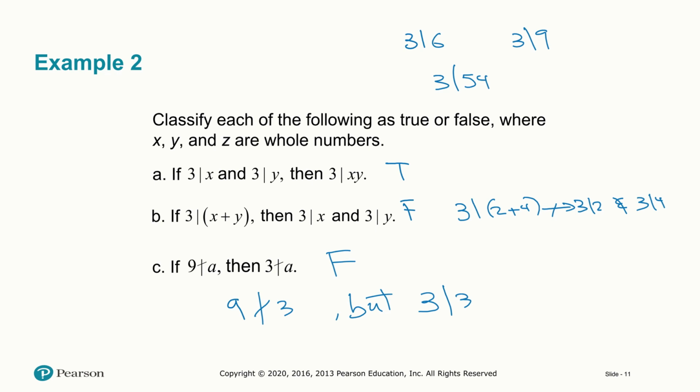Actually, before we do, let me ask you: would this last one have worked if it were the other way? What if I add a part D and say if 3 does not go into A, then 9 does not go into A? If you think about it a little bit, you realize that is in fact true. If 3 doesn't go into a number, 9 will definitely not go into the number. So it works this way, but not the other way around.